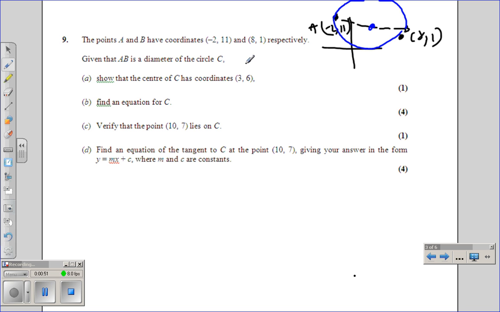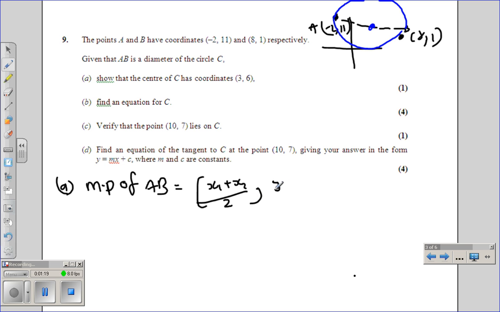You should be able to see that all this question is asking you to do is find the midpoint of these two. Midpoint is just when you add the coordinates together and halve them. Midpoint of AB: you don't have to write this formula down if you know it. To get the x coordinate, you do x1 plus x2 and halve them. To get the y coordinate, you add them together and halve them.